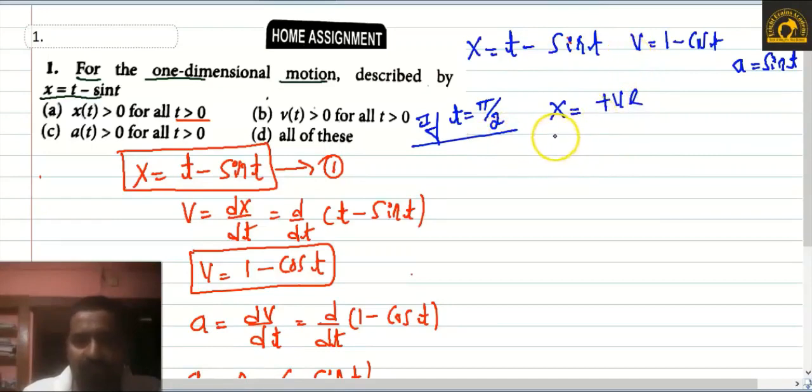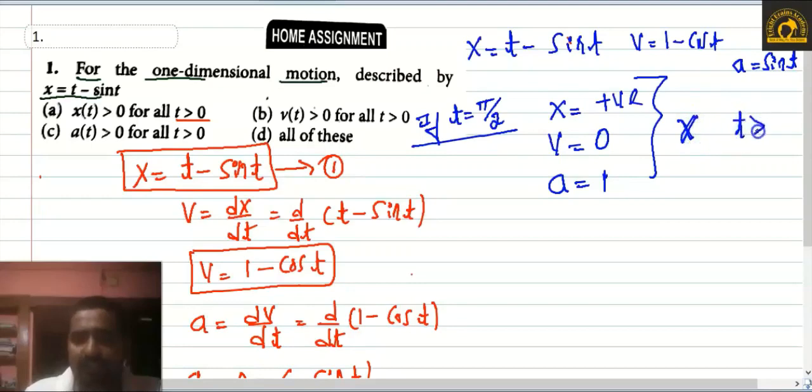Then come to the velocity. Velocity is equal to 1 minus cos 90, and that value is 0. Then acceleration is equal to sine 90. What is the value of sine 90? The sine 90 value is 1. So comparing these three, which is the greatest value? That is x. x is the greater value when the condition is t greater than 0.